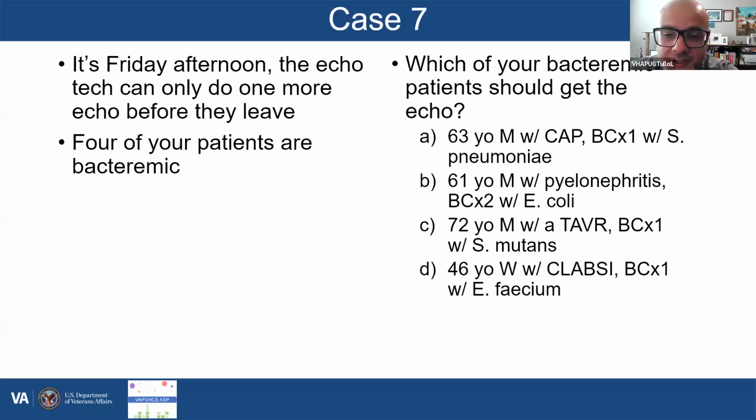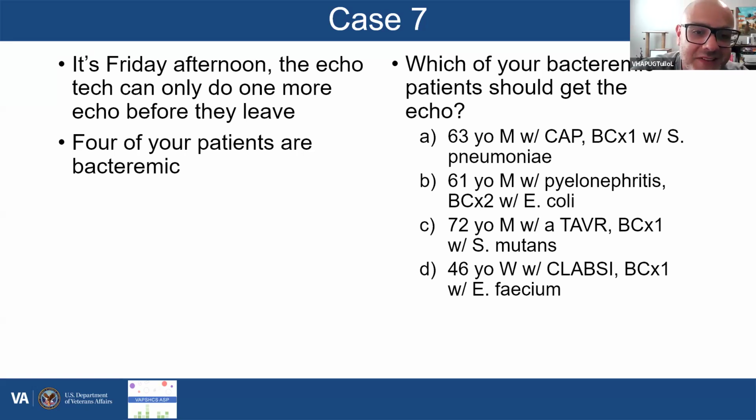So the next few questions are about bloodstream infections. It's Friday afternoon. I don't know about other hospitals, but this happens at the VA frequently. The echo tech can only do one more echo before they leave. Four of your patients are bacteremic. Which of your bacteremic patients should get that last echo?